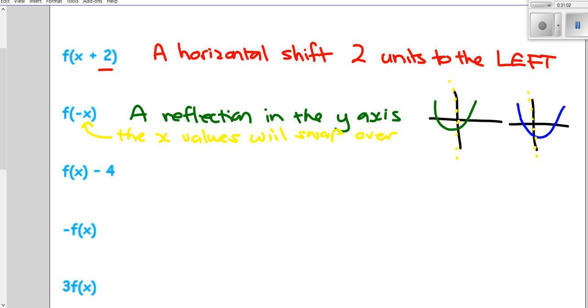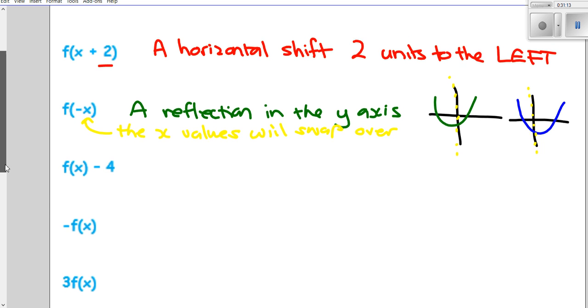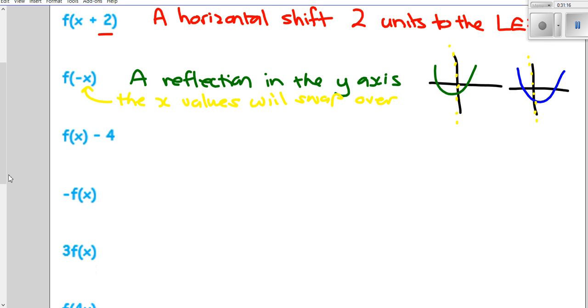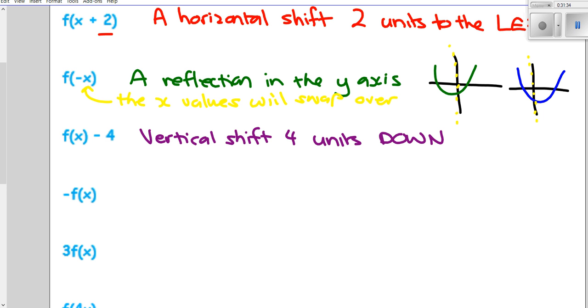Owen, what kind of transformation do you see here? Yep. How many units? Yep, and up or down? Down, yep. So the vertical shift follows what the constant term sign is. So vertical shift, 4 units down. So the shape of the graph hasn't dilated or anything like that. It hasn't gotten wider or narrower. Everything's just shifted 4 units down. So it's in the constant term that you see the vertical shift.